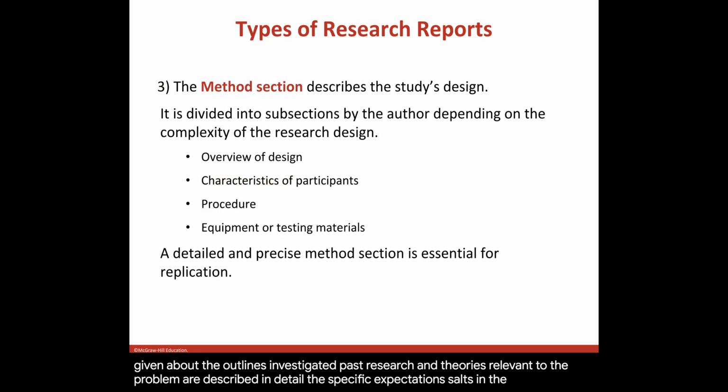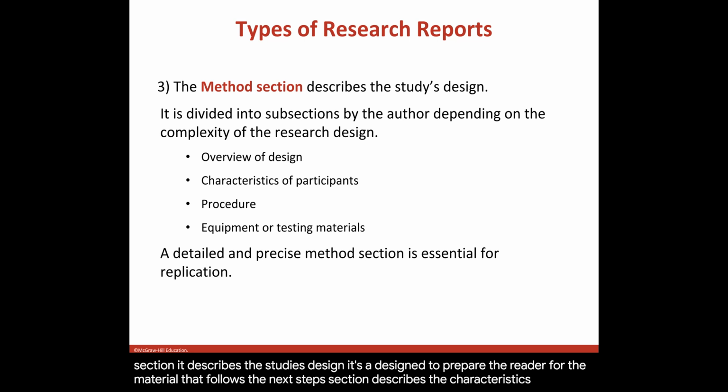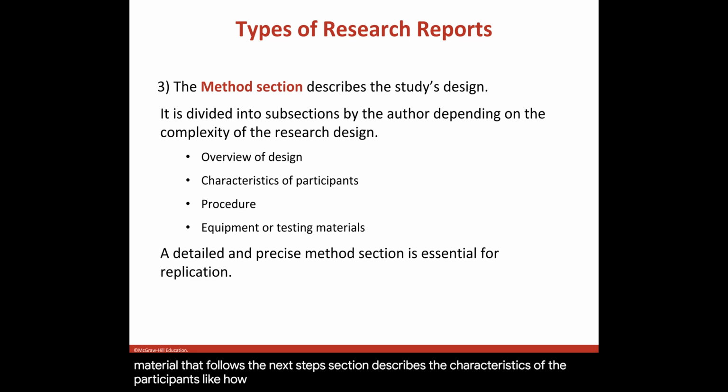The method section describes the study's design. It's divided into subsections by the author depending on the complexity of the research design. Sometimes the first subsection presents an overview of the design to prepare the reader for the material that follows. The next subsection describes the characteristics of the participants, like how many were female, how many were male, what the average age was, how many participants there were. And some research, if they have equipment or testing materials, will discuss those. A detailed and precise method section is essential for replication.